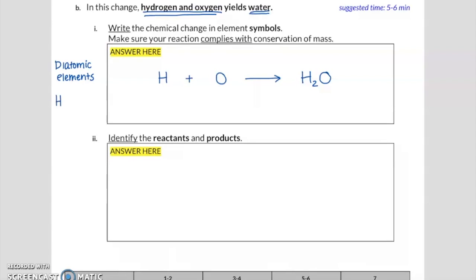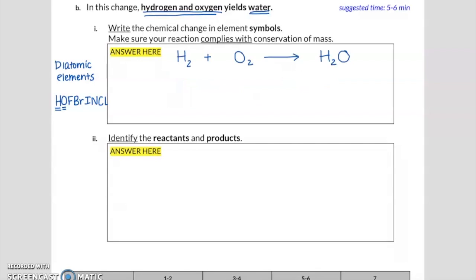This is where my Hofbrinkel acronym can remind me which of those elements are diatomic. So I see in my Hofbrinkel that H, hydrogen, and O, oxygen, are both diatomic. And because they're alone here, that means I must add subscripts of 2. This was a very common pitfall on this assessment, remembering your diatomic elements and applying that 2 subscript when necessary.